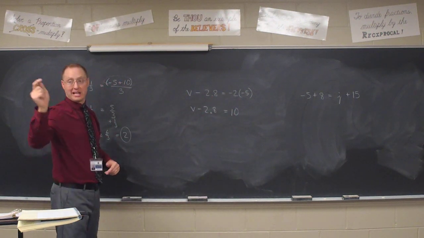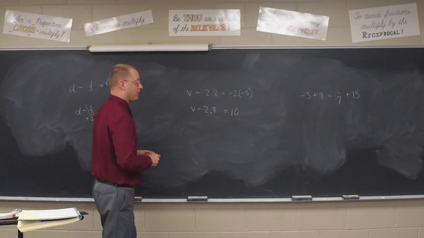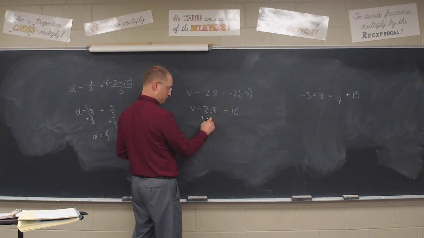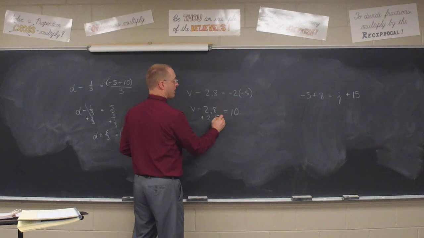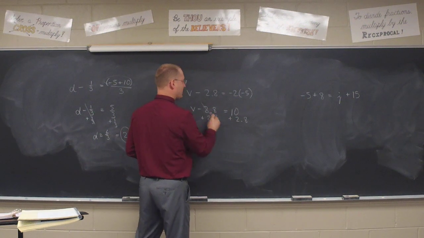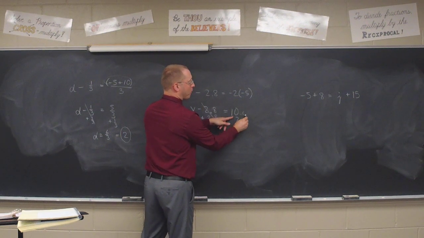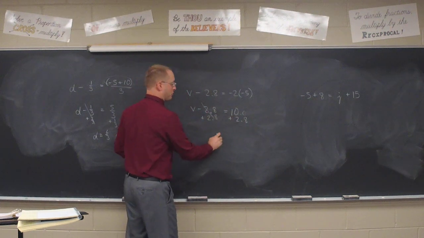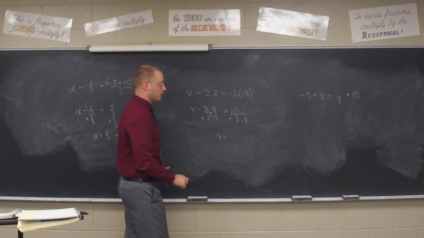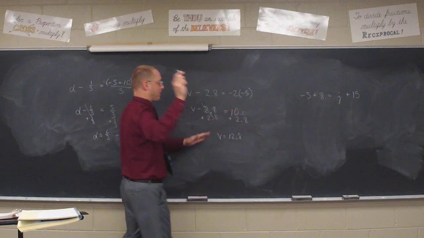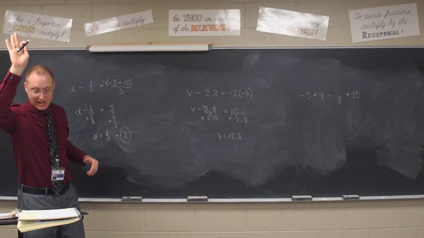Now we're ready to get v by itself. What do I have to do to get v by itself? Add positive 2.8 on both sides. Now, right here, it wouldn't hurt to add a 0.0 to the end of the 10. You don't have to, but it wouldn't hurt. Joel, our answer, 12.8. Stay with me. How many got that answer on number 17?